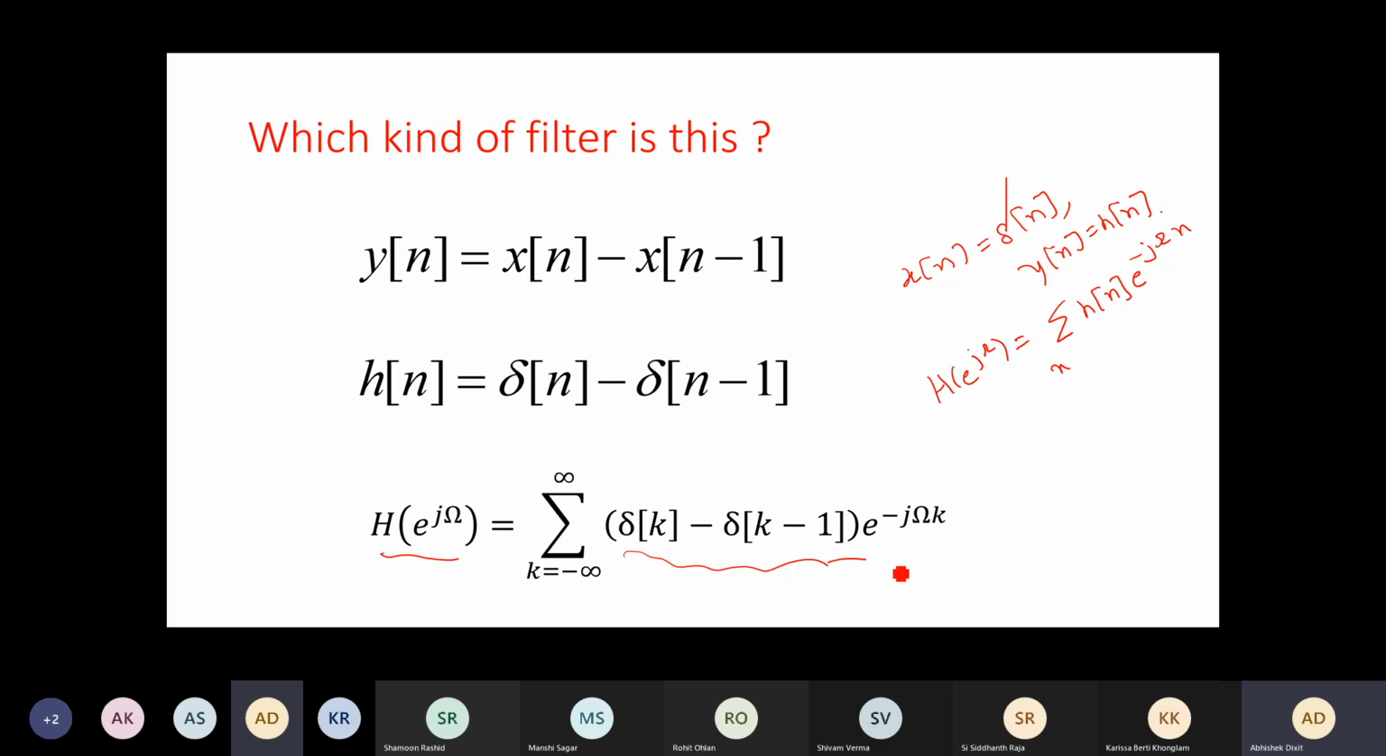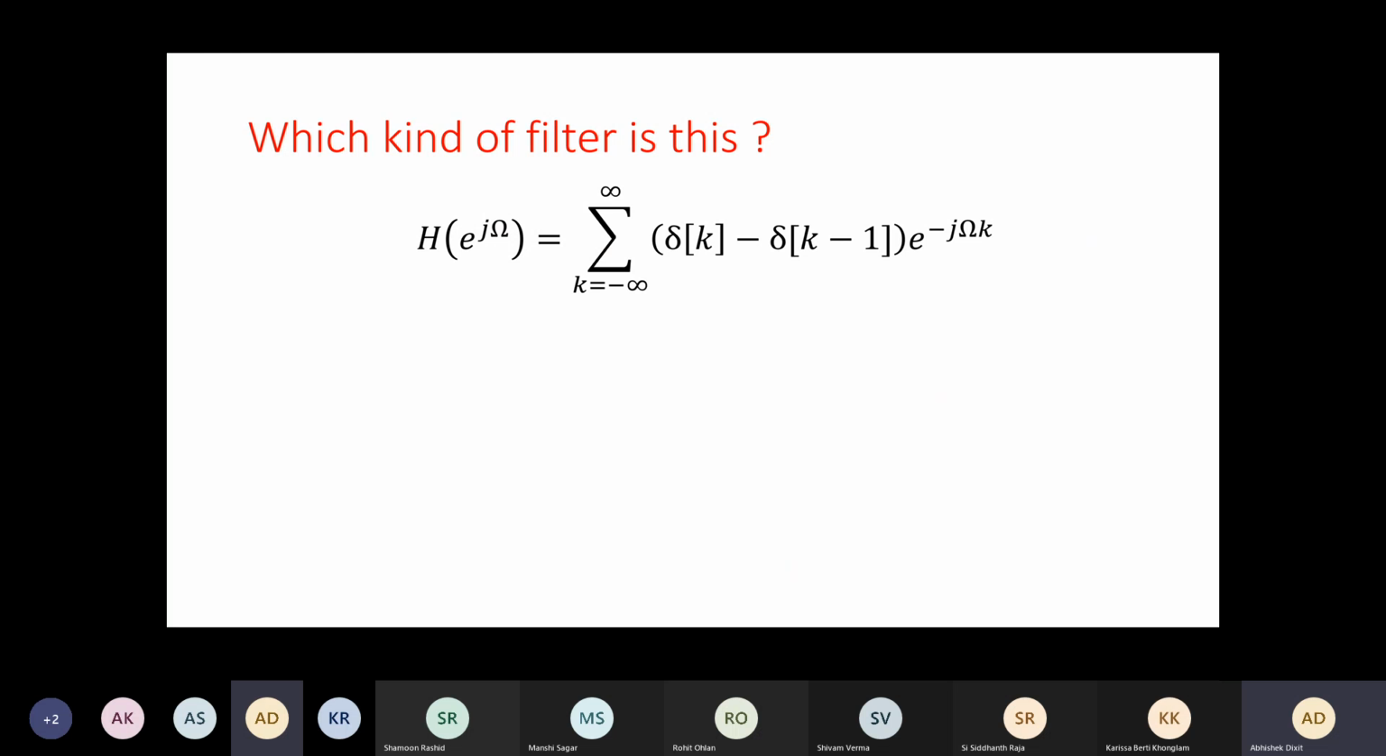Can we solve this thing? I think it's very easy. You know, delta[k] into this thing is simply 1, right? Because delta[k] exists only for k equal to 0. It doesn't exist for any other values of k. So when k is 0, this function becomes 1, right? So this multiplied by this simply gives us 1.